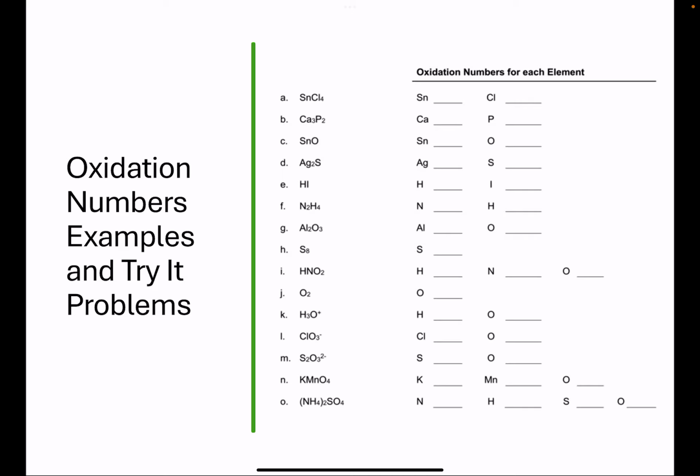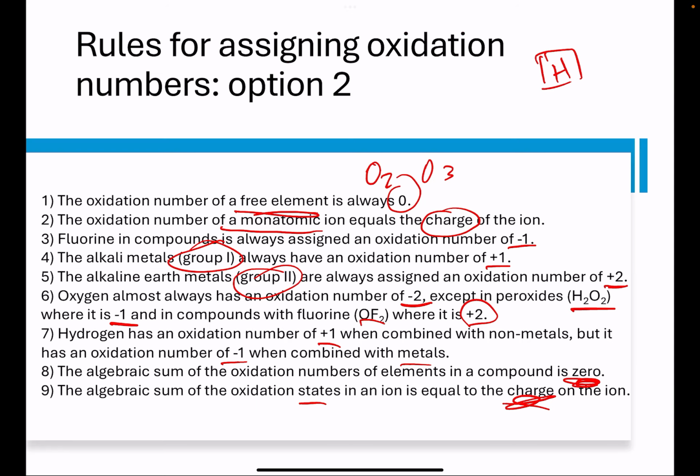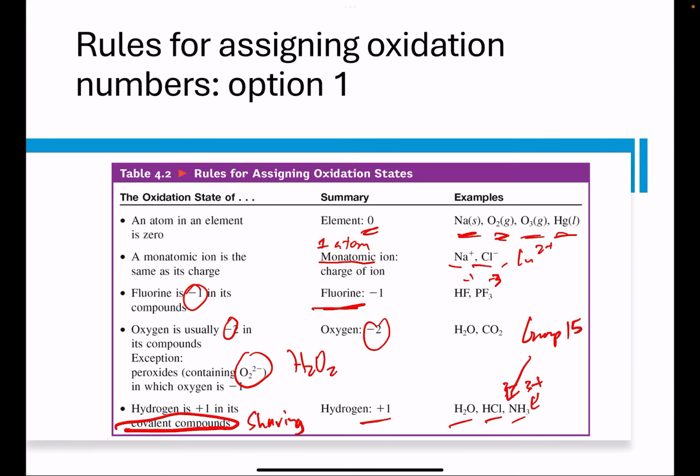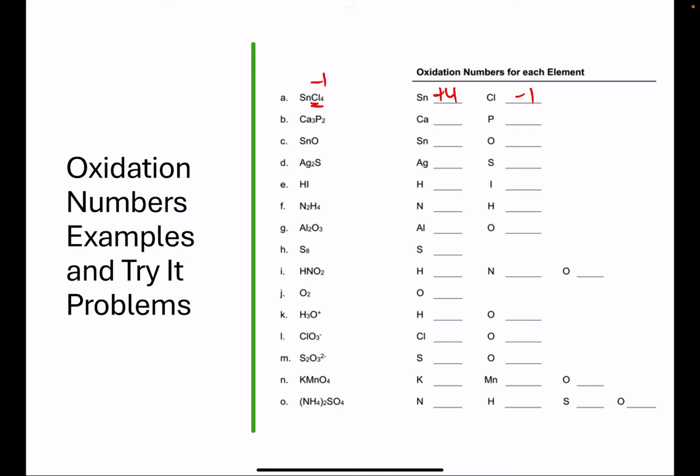But when I'm looking at SnCl4, immediately I saw Cl, and my first guess is that Cl is going to be -1. So each one is going to be -1, and you have 4 Cl, so Sn is +4. Is that one of the rules? Monatomic ion, yes. So the oxidation number is going to help give you a clue as well. Then we look at calcium phosphate.